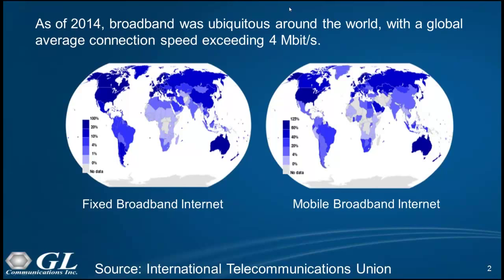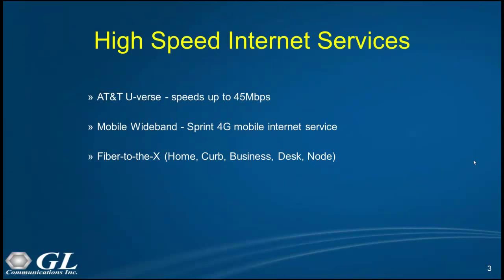Basically the state of the world is that more and more people are getting internet access, from fixed broadband and from mobile. As a result, various service providers, both the mobile and the fixed network, are giving access to people with higher and higher speeds, 45 megabits, 4G services with mobile, and fiber to home, business, desk, or nodes.